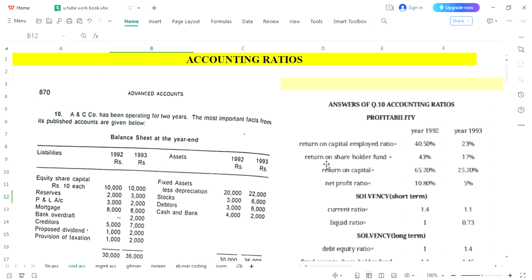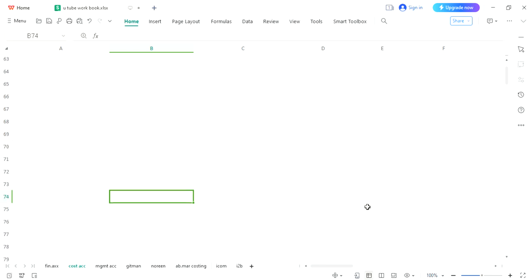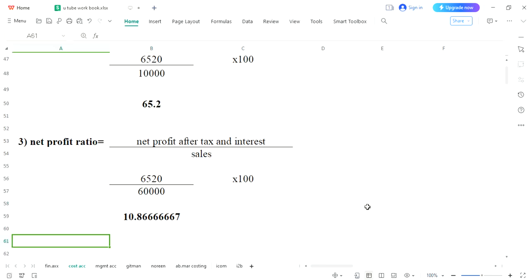Where we have calculated return on shareholder fund, return on capital, and net profit ratio. We only had to calculate net profit after tax and interest in the first formula, and this net profit after tax and interest was used in return on capital and in net profit ratio. Alright guys, now we are going to proceed to solvency ratio, where we will calculate current ratio. This is our formula number 4.